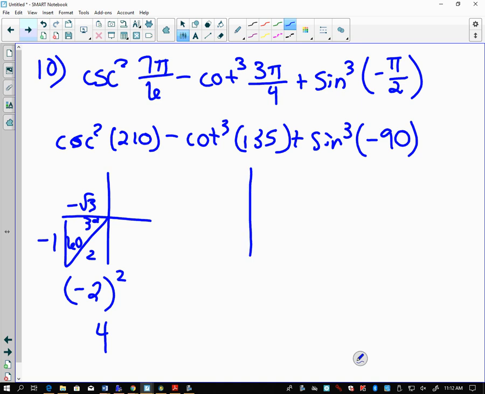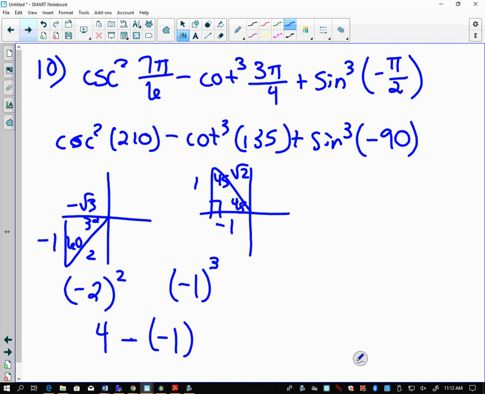Okay, 135. 135 is what, 45 degrees off of 180? So 1, -1, radical 2. Cotangent is reciprocal to tangent, so it's still -1, right? So I'm going to bring this negative down here, but I have -1 here, -1 cubed. So it still stays -1. Okay, so I have really 4 plus 1 down here. Does that make sense?